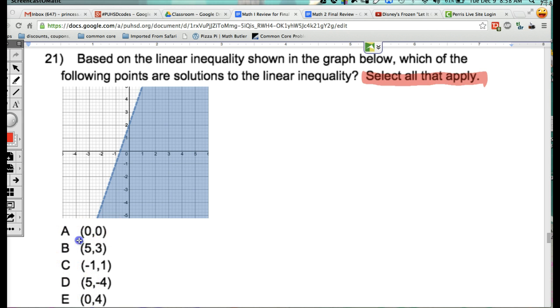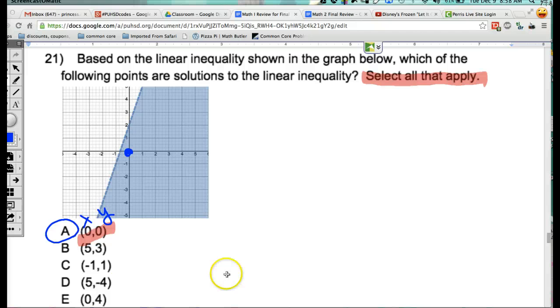So let's take a look at A. It says 0, 0. In case you forgot how to read the coordinates, these are your x values and these are your y values. So your x value is 0 and your y value is 0. This is my x line and I'm looking at 0, and this is my y line and I'm looking at 0. So there you go. Here's my point. Is that in the blue area or the white area? The blue area. So A is the correct answer. Now once you know that A is the correct answer, I don't want you to just move on.